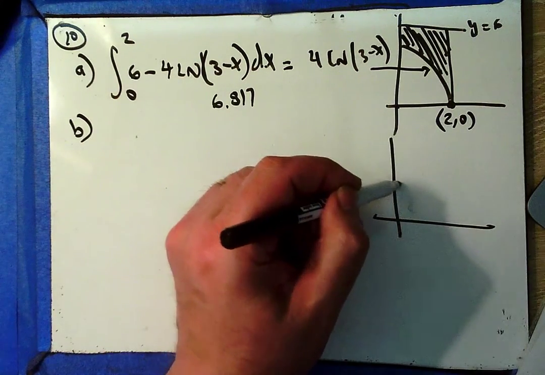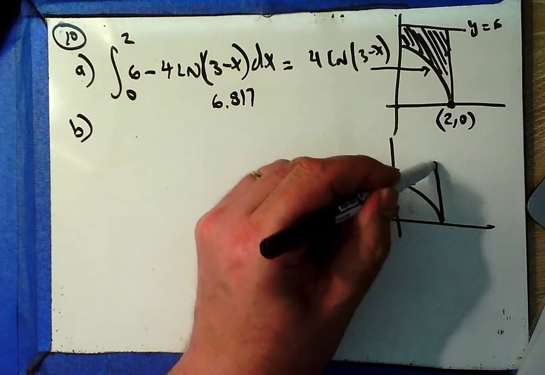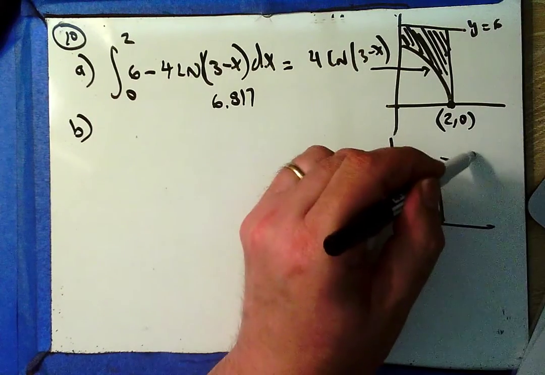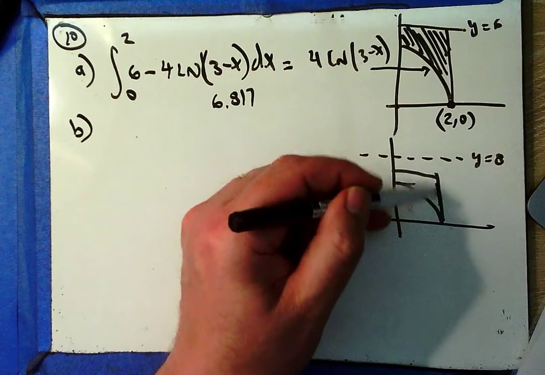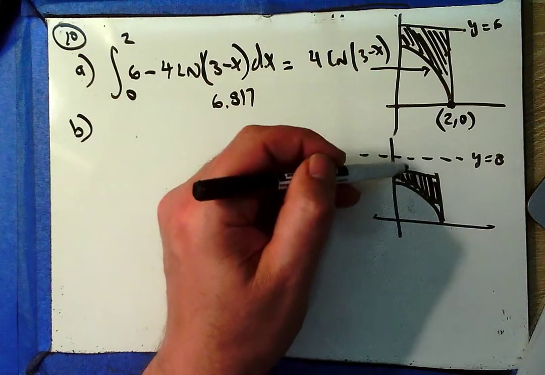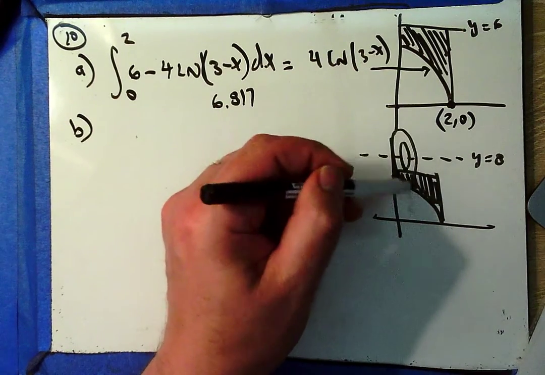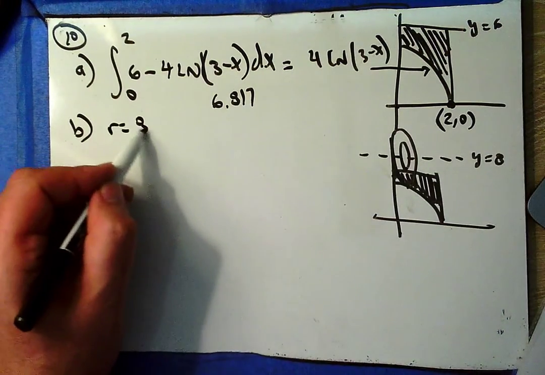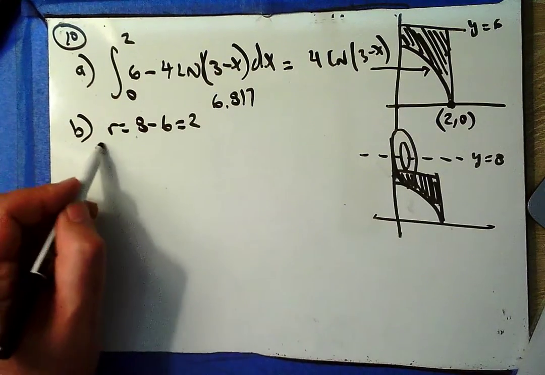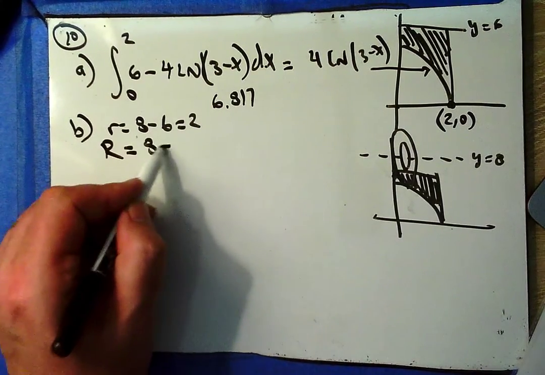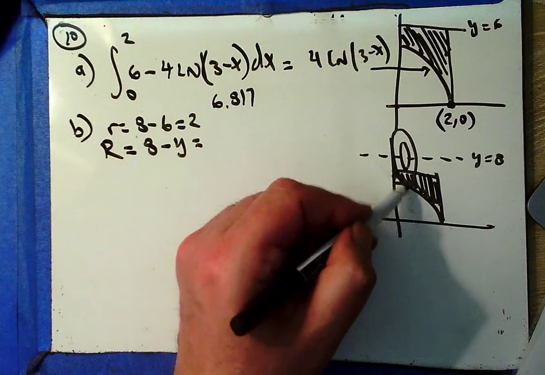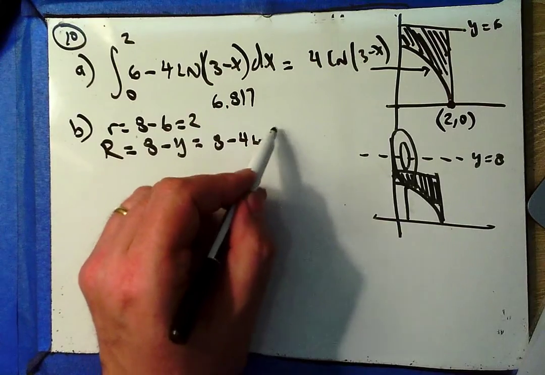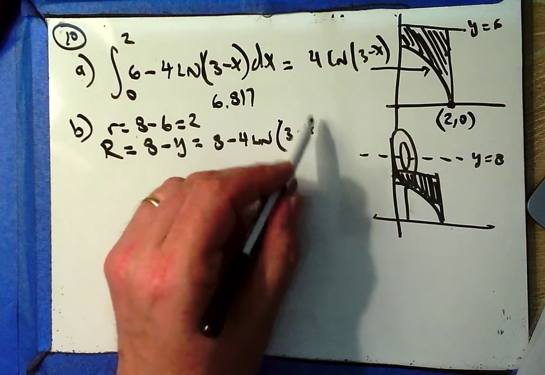For part B, it says find the volume when R is revolved around the horizontal line y equals 8. So now I'm looking at R here, and horizontal line y equals 8. So this is my region. There's my little r. There's my big R. My little r is 8 minus 6, or 2. My big R is 8 minus y. And the y value to this curve is 4 ln 3 minus x.